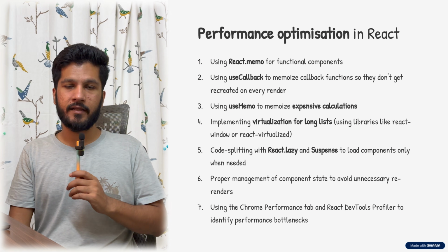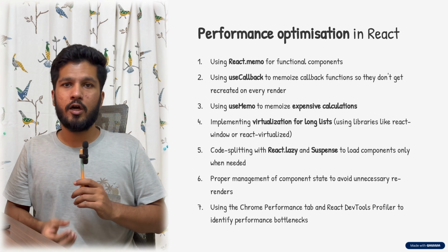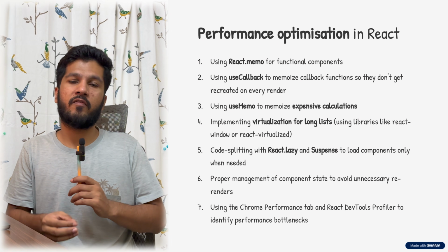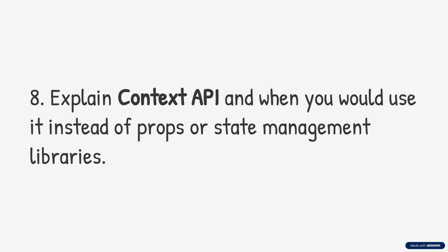Now the next is code splitting using React.lazy and Suspense, and then you use Chrome DevTools to optimize and check how the performance of your website is. Now let's move on to the next question, which is context API and when should you use it.